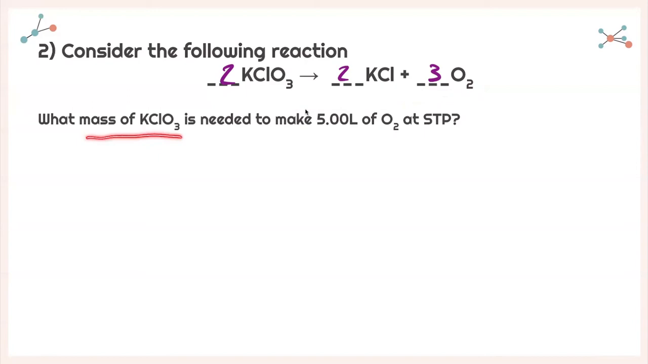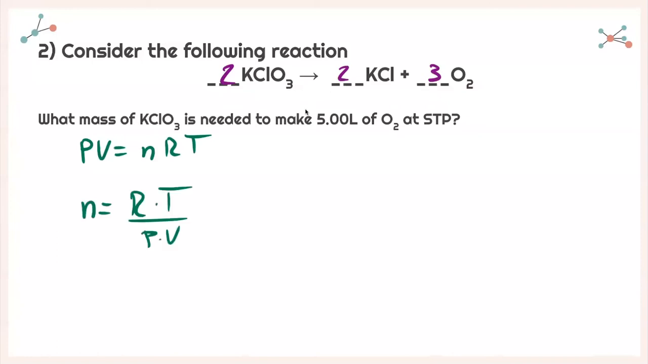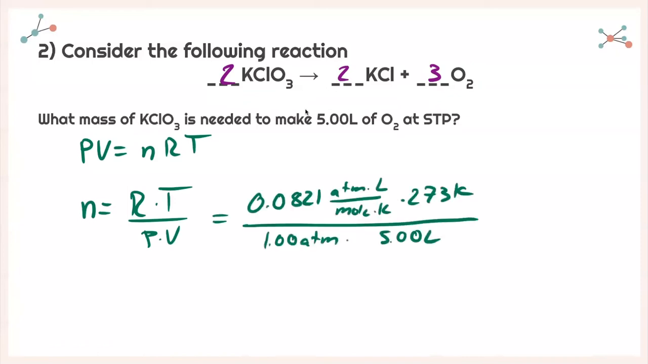Using our gas laws, if we have our volume, we can find our number of moles. So using my ideal gas law, I can solve for the number of moles at that specific volume. So plugging in what I have, since we're at standard temperature and pressure, I'm just going to use 0.0821 atmosphere liters per mole Kelvin. My temperature is going to be 273 Kelvin. My pressure is going to be 1.00 atmospheres, and my volume is from the problem, 5.00 liters. Plugging all of that into my calculator, I get 4.48 moles of oxygen.